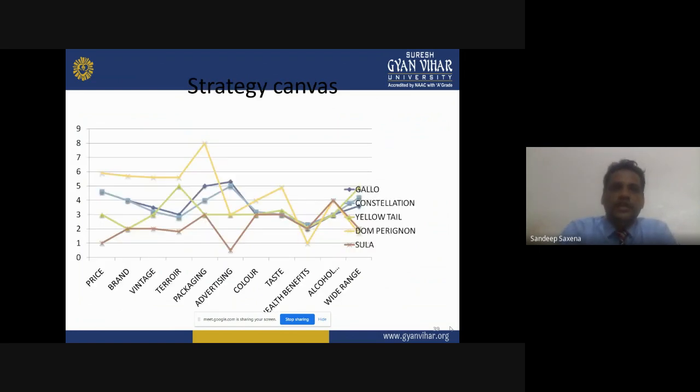Now it's a chart which is giving a relationship between price, wine, vintage, terroir, packaging, advertisement, color, taste, health benefits, alcohol and the wide range, with the scenario of Gallo, Constellation, Yellow Tail, Dom Perignon and Sula. So these are some strategy canvas.